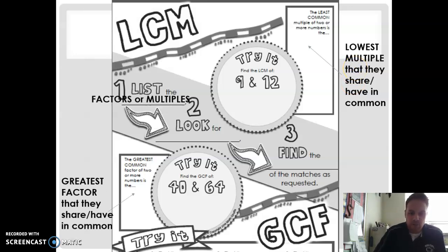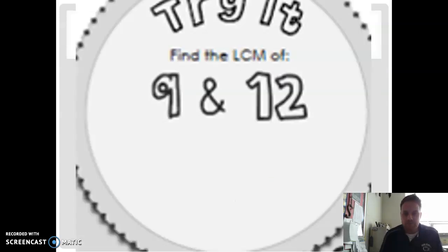On the flip side, look down here, greatest common factor. Again, you have something in common. It's the greatest factor that you share. So to find LCM and GCF, first you either list the factors or the multiples, whichever you're asked to do. You look for the matches, which ones they have in common, and you find the least, if you're doing the least common multiple, or the greatest, if you're doing greatest common factor, of the matches. Okay? So let's try it.